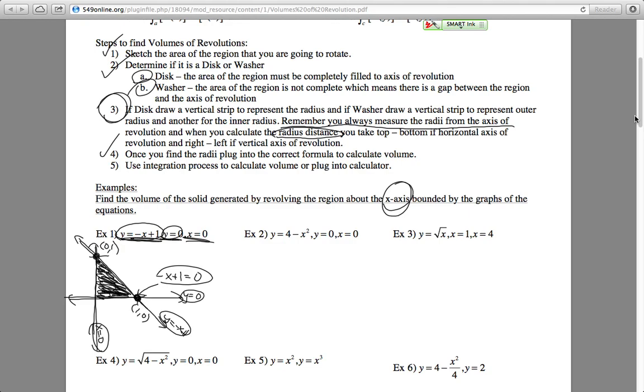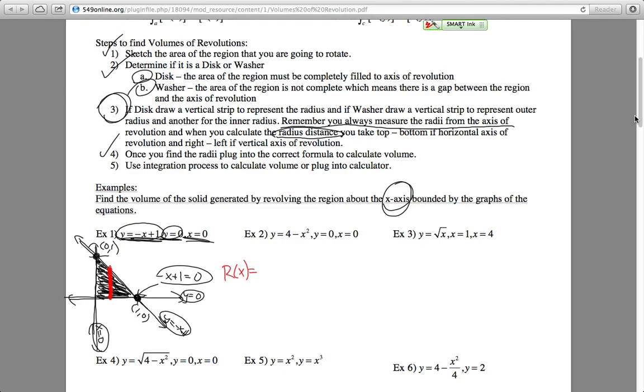So let's represent that vertical strip and I'll be able to figure out if it's a disc or a washer. Right here, from the axis of revolution to the function, is my region completely flush with what I'm revolving it around? Yeah. So definitely a disc. Alright, so what I've got to do is represent this radius distance. So let's find that radius distance, that red distance there.